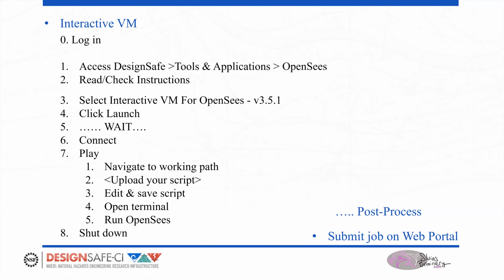What we're going to do is I want to kind of give you an outline of what we're going to do because it may not work out, and I've shown you already before. Steps are easy. You log in, you get to DesignSafe and OpenSees, and then you read the instructions. At this point, now you select which OpenSees you want to use. We're going to use the VM. We're going to click launch. We're going to wait and connect, and then we play. Okay. So I should have practiced this.